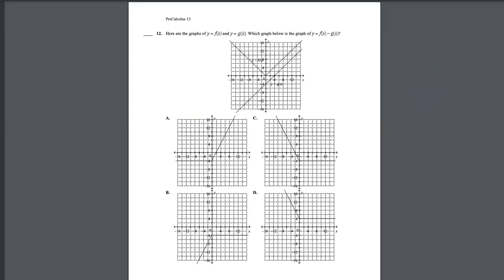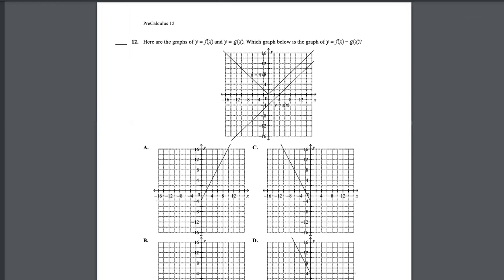Go to the next page. Now here's the graph of y equals f of x and g of x. Which graph below is the graph of y equals f of x minus g of x? So what I want you to do now, again, is just do a table of values for the f of x. Let me make this a little bit bigger. Now you could see which one is f of x. This is f of x here.